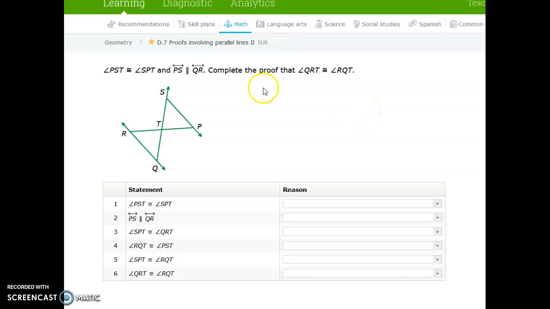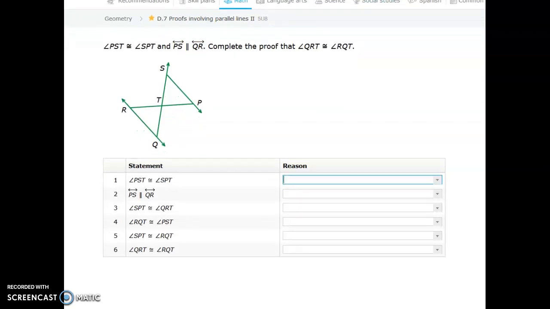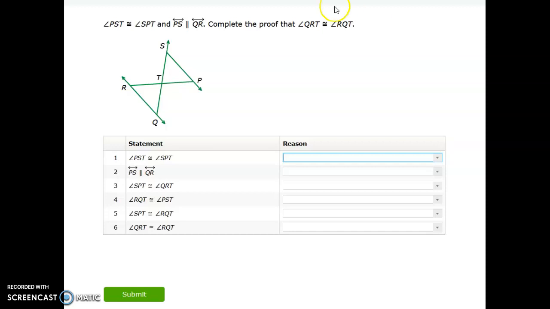All right, this video is a question from D7, Proofs Involving Parallel Lines 2. Our question says, angle PST is congruent to angle SPT, and PS is parallel to QR. Complete the proof that angle QRT is congruent to angle RQT. Okay, right off the bat, I see two statements that are given, and I know that those are going to be the first two lines in my proof, and our reasons are going to be given for those.